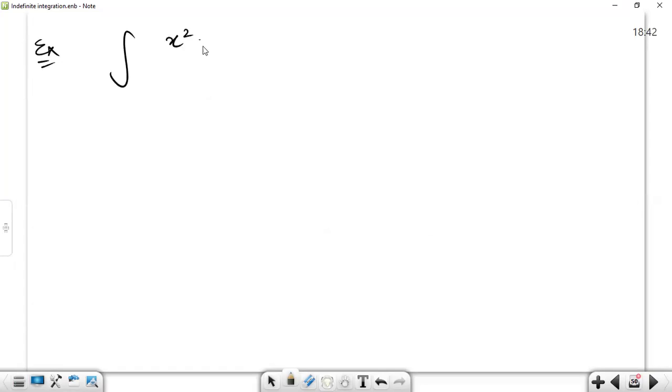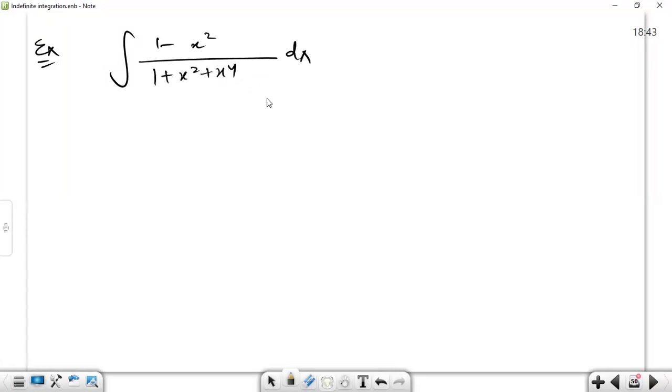Integration of (x² minus 1) divided by (x⁴ plus kx² plus 1) into dx, where k is any constant. I've written the type of 1 minus x² divided by x⁴ plus k x² plus 1, into dx.